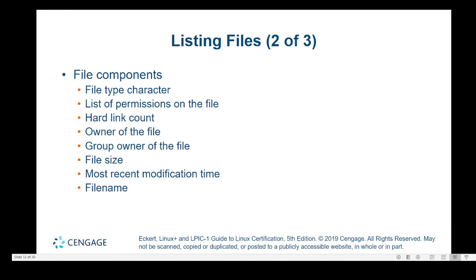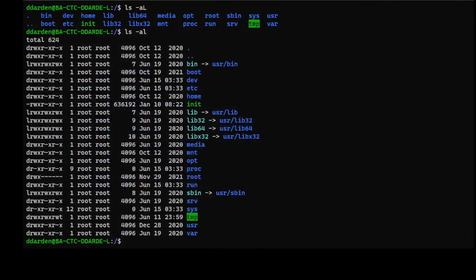And then I have the number of links to the file. I think I never went over to my command prompt here to show that again. The number of links, the owner and the group, my file size, the time, and the file name. That is my list of details that I have.